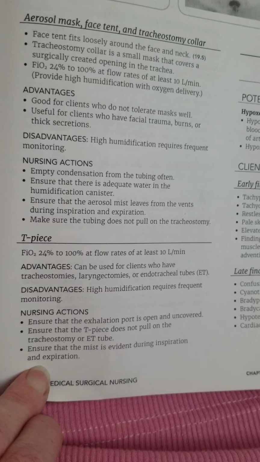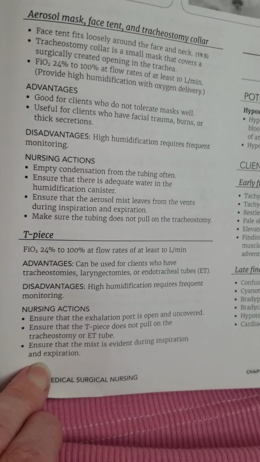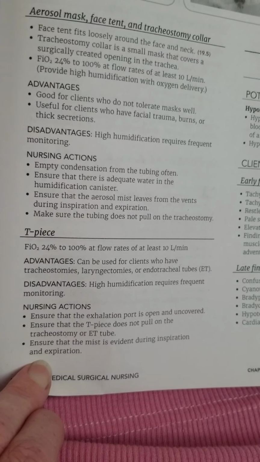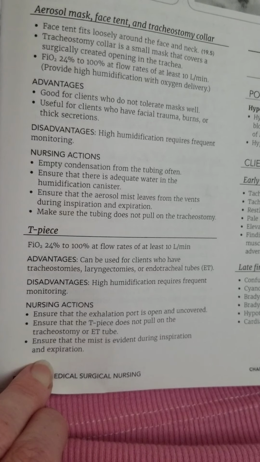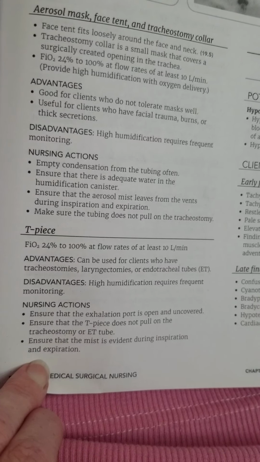Nursing actions are to ensure that the exhalation port is open and uncovered. Ensure that the T-piece does not pull on the tracheostomy or ET tube. Ensure that the mist is evident during inspiration and expiration.